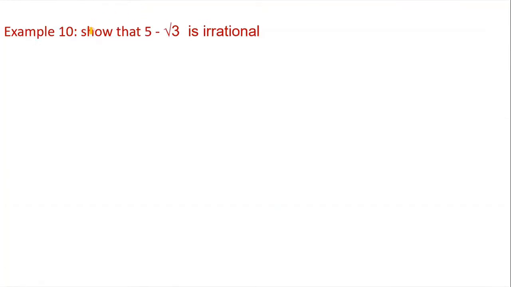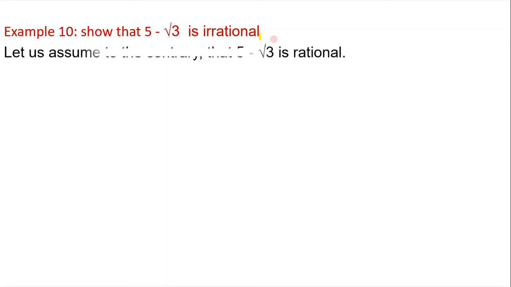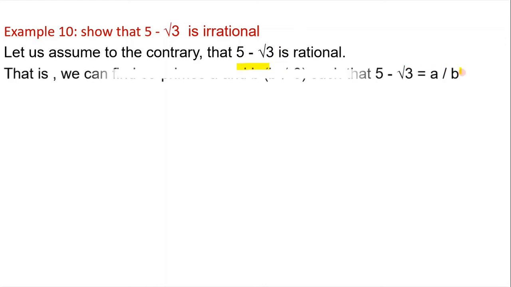Example 10. Show that 5 minus root 3 is irrational. Okay. Let us assume to the contrary that 5 minus root 3 is a rational number. So if a number is a rational number, then we can write it in the form of p by q. So I can write 5 minus root 3 is equal to r by s, where s is not equal to 0. Let us consider r and s have some common factors other than 1. Then we have to divide r and s by those common factors, so that 5 minus root 3 is equal to a by b, where a and b are co-primes.